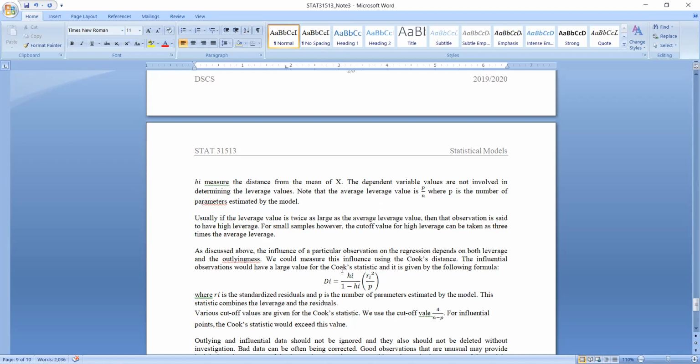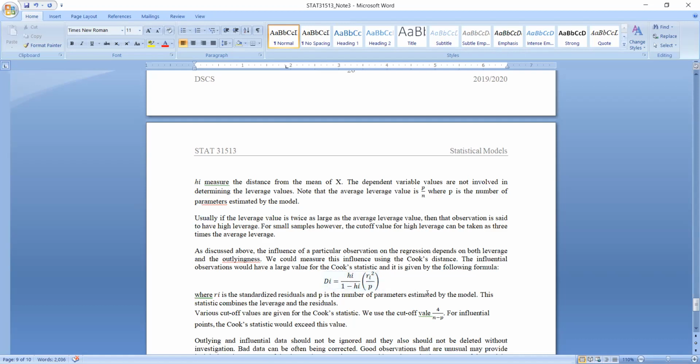So we want to come up with a good measure where we can conclude whether a particular observation is really an outlier or not. Here we are calculating Cook's statistic, denoted by Di. The Cook statistic is calculated as hi over 1 minus hi, into ri squared over p, where p is the number of parameters, hi is the leverage value and ri is the standardized residual, right?